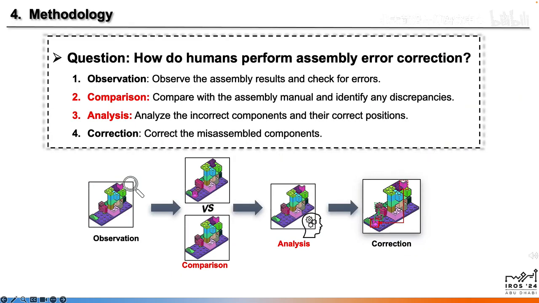Next, let's introduce our method. We start by considering the question, how do humans perform assembly error correction? We have broken down the human error correction process into 4 steps. First, humans observe the assembly result to identify any errors. Next, they compare the assembly result with the assembly manual to check for discrepancies. If differences are found, they analyze which components were incorrectly assembled and determine the correct positions for those components. Finally, humans correct the errors in the improperly assembled components. These steps outline how humans approach error correction, and our method draws inspiration from this process to a certain extent.